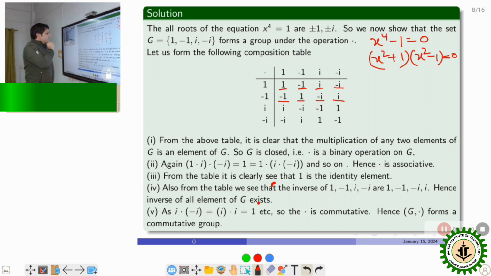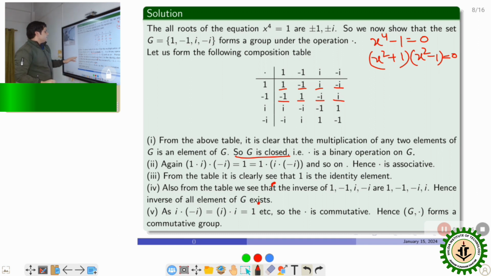Then from this table, it is clear that the multiplication of any two elements of the set G is also an element of G. And therefore, the dot multiplication operation is a binary operation on G, and we also say that G is closed. Now the second property, the associative property.